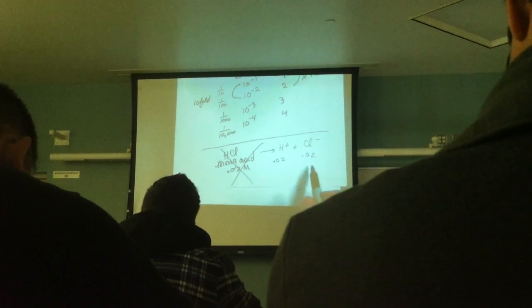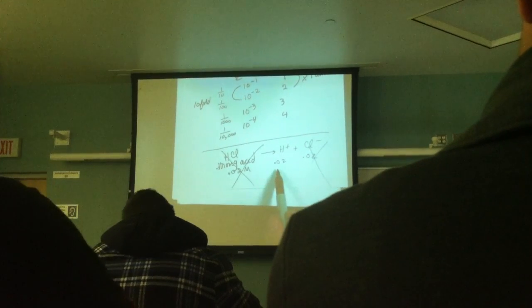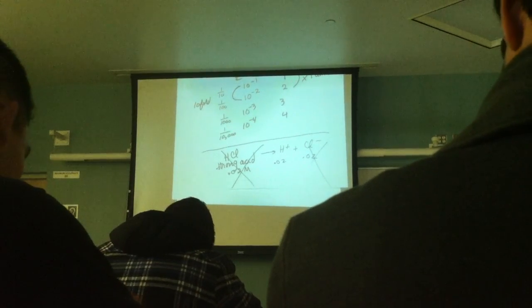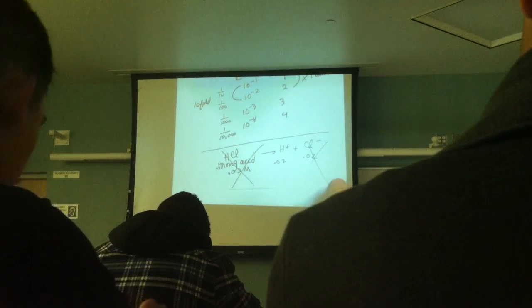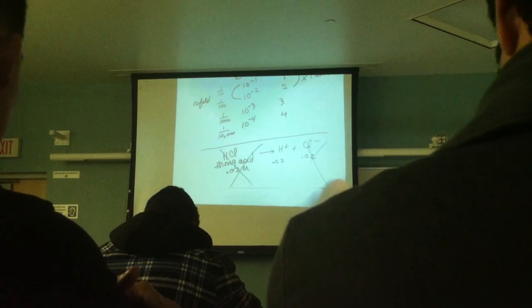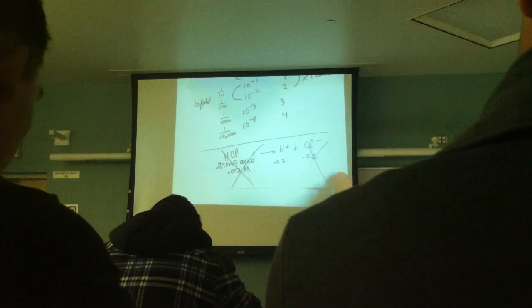Who cares about the chloride? I don't care. Who cares about your chloride? I care about the hydrogen ions. How come? It is the hydrogen ions that make the solution acidic or basic. Ready now? I want to find what is the pH. Let's do it. A hydrogen ion concentration, 0.02.